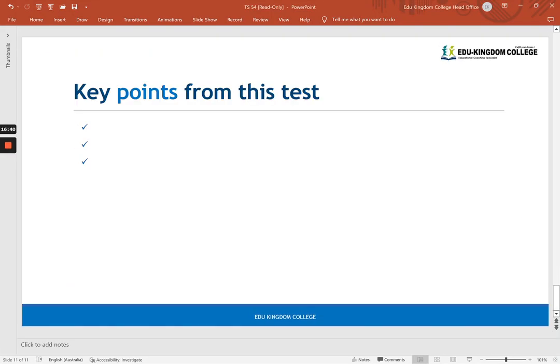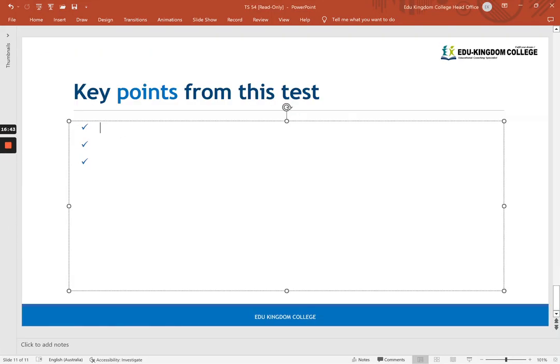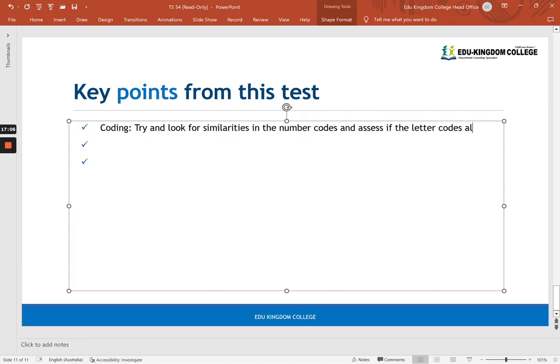Okay, so key points from this test. Let's talk today about the coding questions. Okay, coding questions. Try and look for similarities in the number codes. Okay. And assess if the letter codes also have the same pattern of similarities. This will help you solve the question quickly and efficiently.